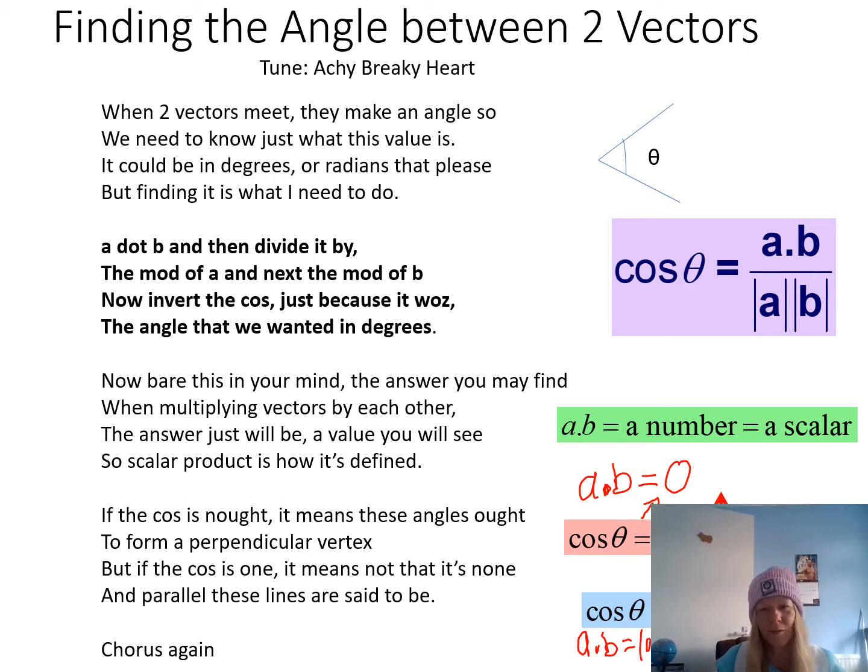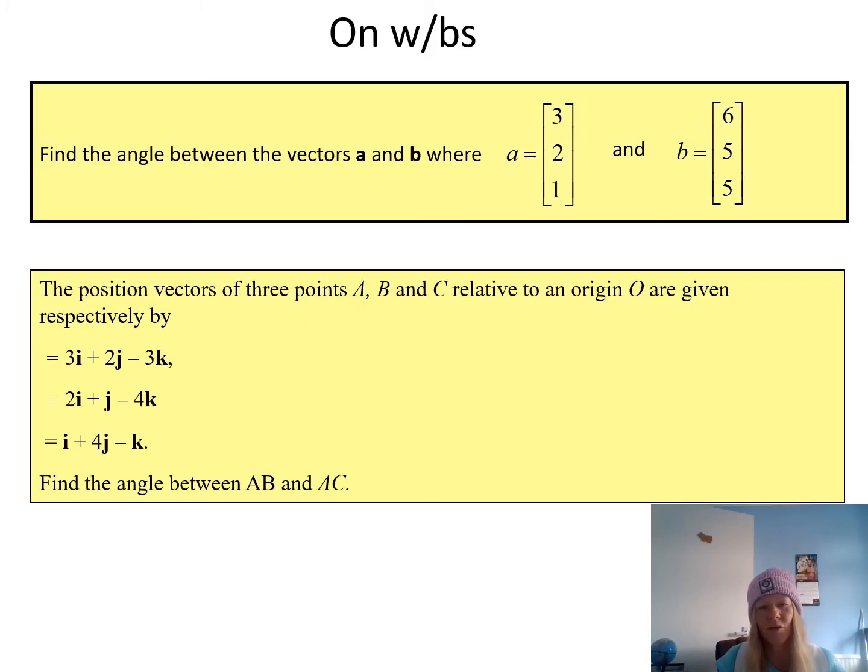So we'll move on. Here are two questions. If you use that rule that we've just seen, you should be able to answer these. So find the angle between the vectors A and B. So it's that A dot B, and then divided by the mod of A and next the mod of B. Then invert the cos just because it was the angle that we wanted in degrees.